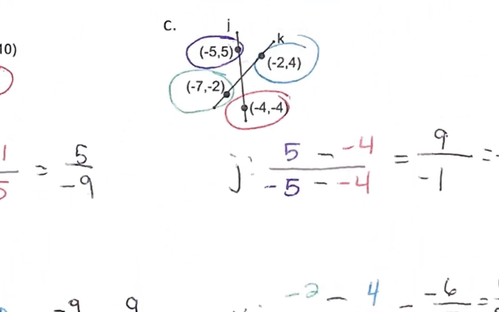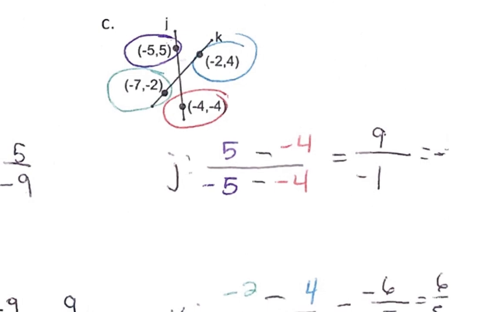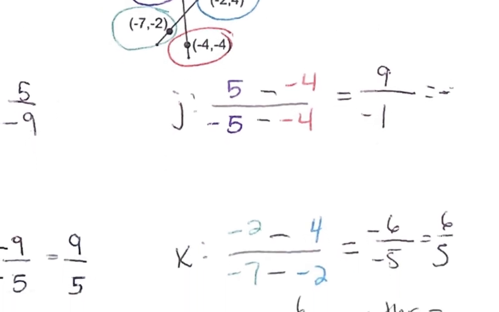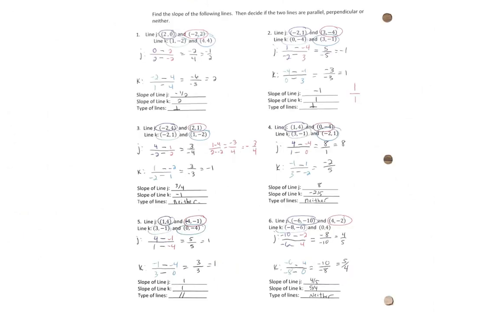And then we have our neither. So if you look at the picture, we've got line J and line K. Line J ended up with a slope of -9, whereas K's slope was +6/5. So since we have neither the same exact number and we don't have opposite reciprocals, we say that these lines are neither parallel nor perpendicular. So let's check your answers on the back.